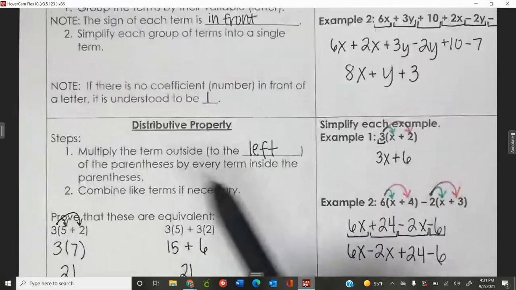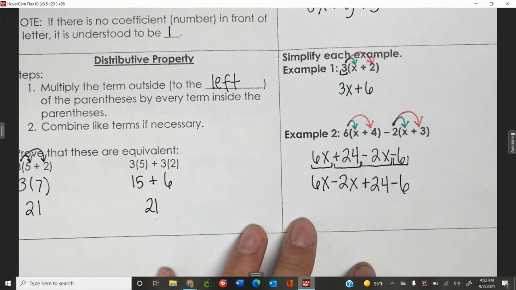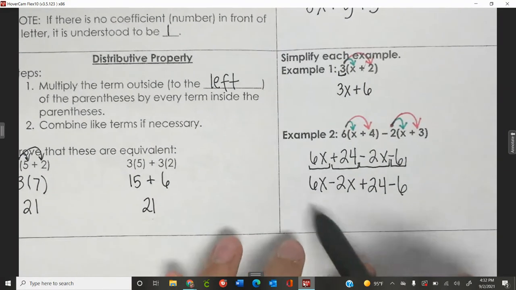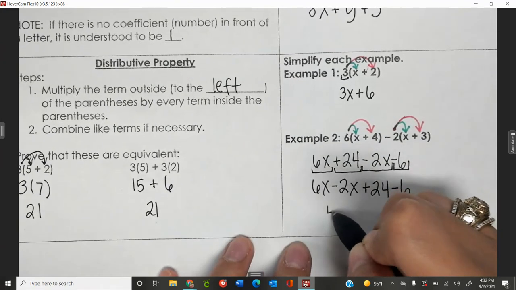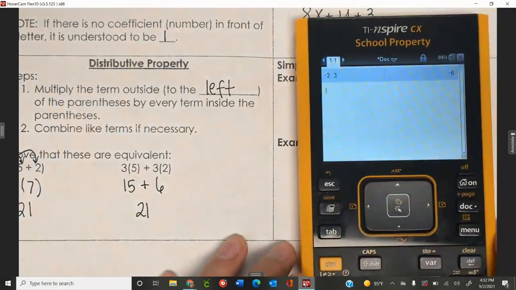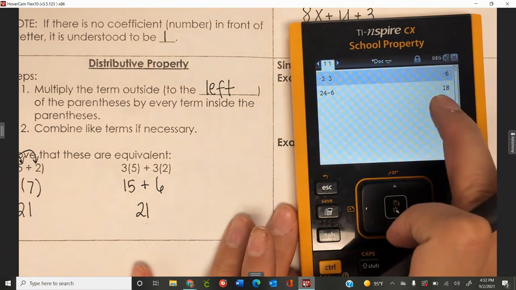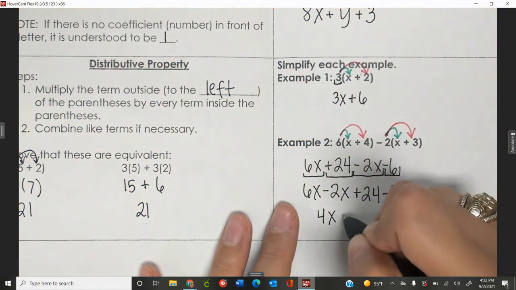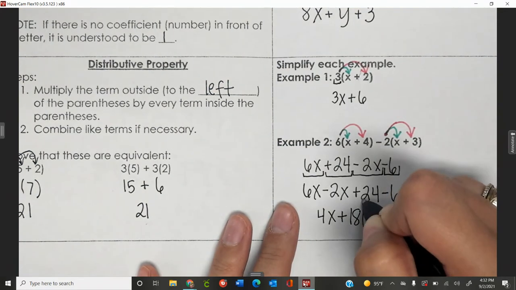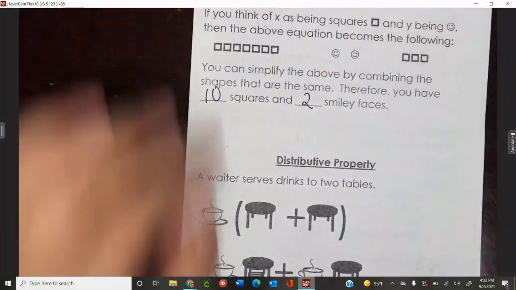So now we want to simplify each group of terms into a single term. Here I have 6 x's, and I take away 2 x's. So 6 minus 2 is 4x, plus 24 minus 6. Now again, if you're struggling, you can always do 24 minus 6, some quick math in your calculator. You're going to see that this is a positive 18. So 4x plus 18 would be your final answer here. Okay, so again, today you went over combining like terms and the distributive property.